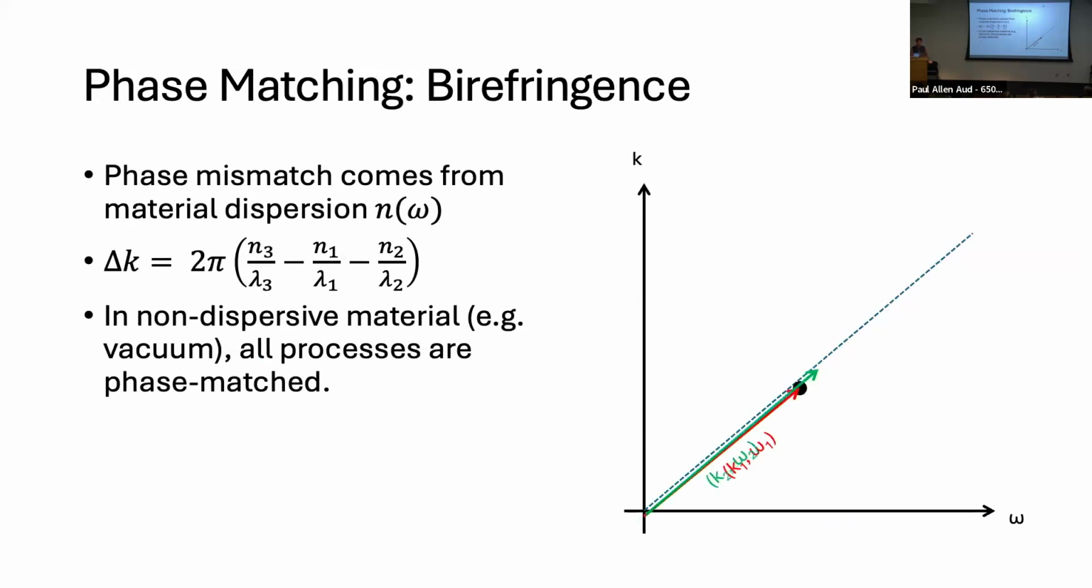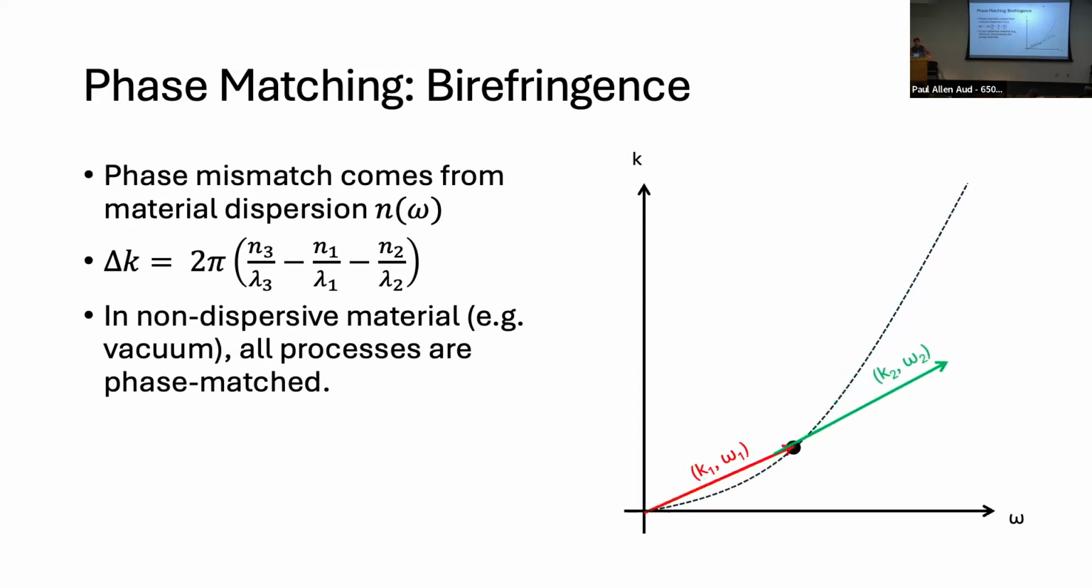And a reminder that phase matching is simultaneously satisfying two conservation laws, both K and omega. And you can't do this in general because your dispersion relations are bent, or K is a nonlinear function of omega. And this is what leads to this delta K term that you're getting here.